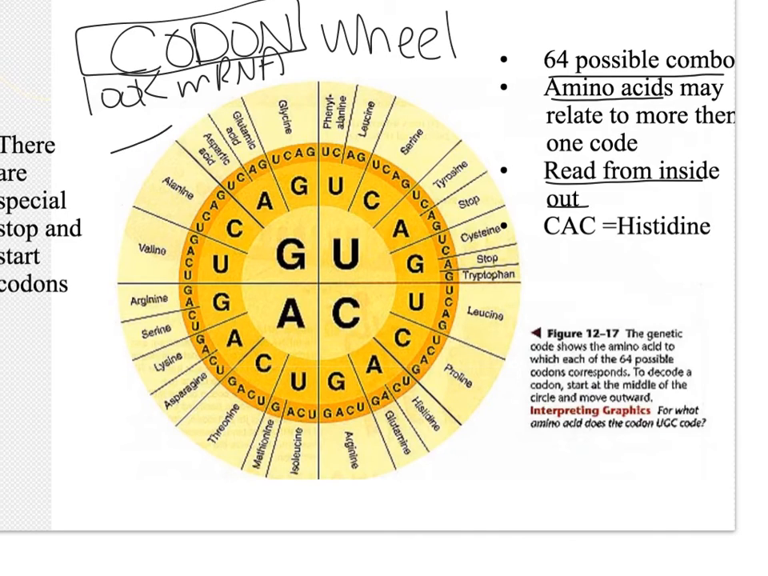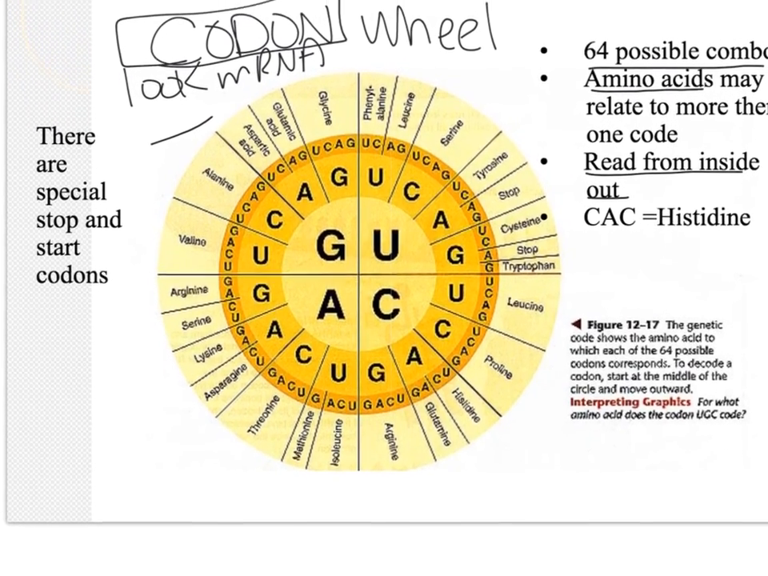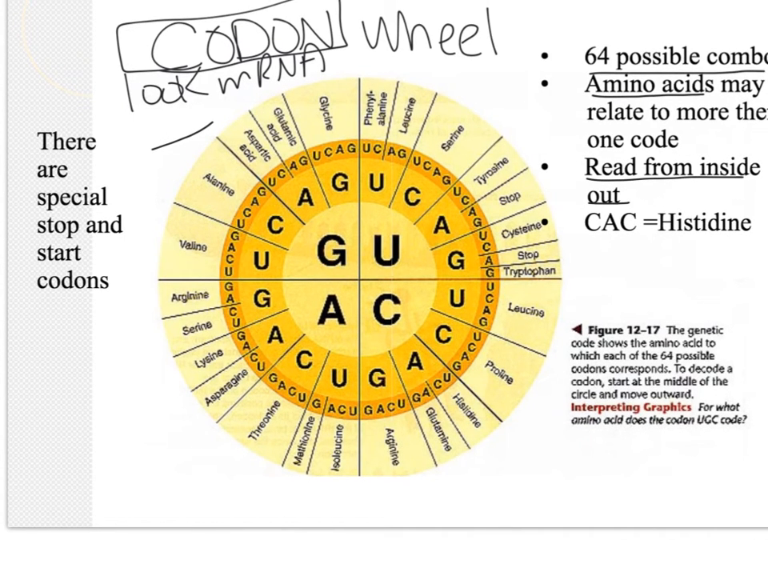And so there are special letters that tell us that we have to start or stop. For example, I'm going to start in the middle here at UAA. If I had the code UAA, then I would be told to stop reading the protein, stop bringing amino acids, stop what I'm doing. Okay? So UAA tells us to stop. Also, UAG also tells us to stop.